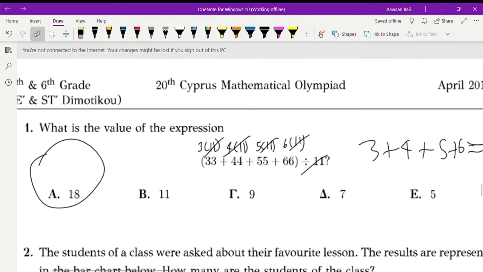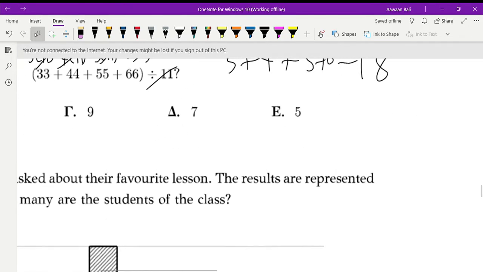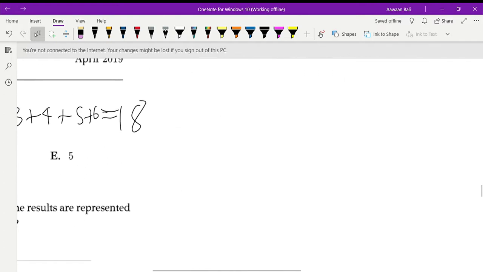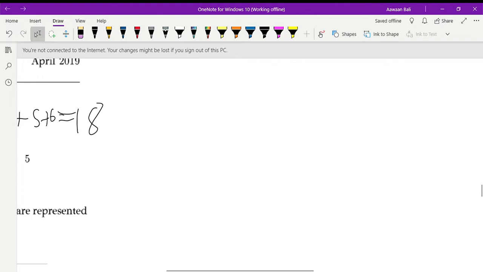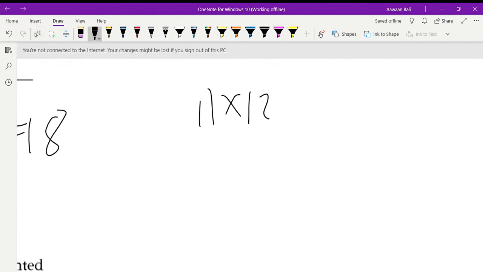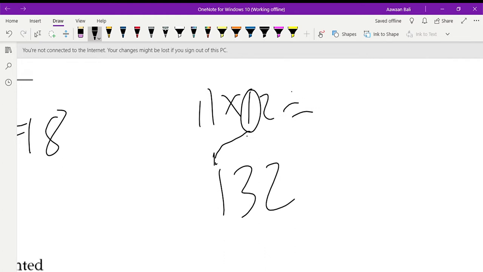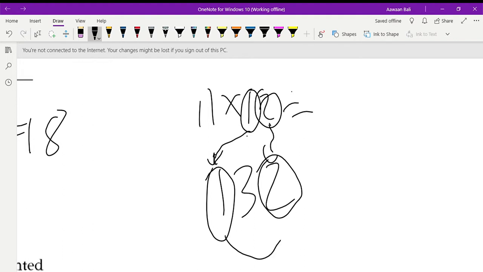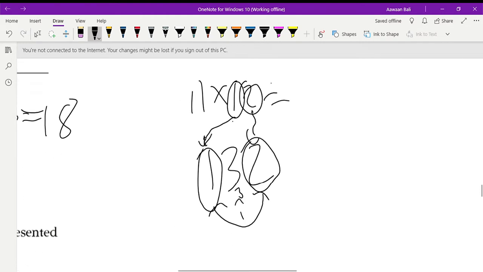Or if you want to, you can just add them and divide by 11. But if you're dividing by 11 or multiplying by 11, I can cover a really nice trick here. Let's say you're doing 11 times 12. We all know that's 132. But if you look closely, the first digit of the number you're multiplying with 11 is here. The second digit is at the end of the product. And the sum of these 2 numbers is 3. It's in the middle.